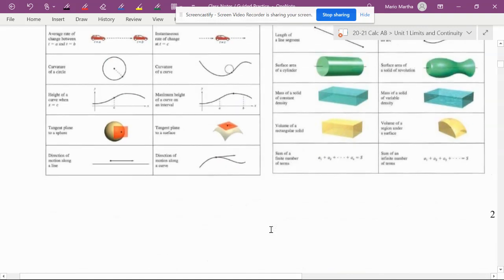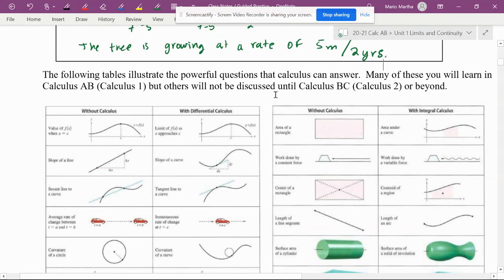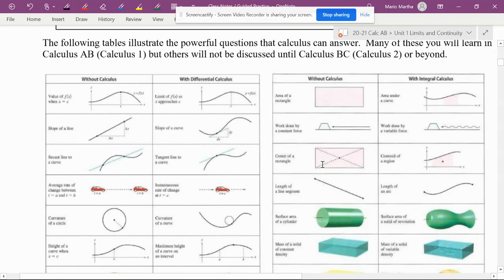And then if you guys want to take the time to actually look at the graphs that are right there. So what are the things that we can find with calculus, right? The tables illustrate the four questions that calculus can answer. Many of these you will learn in Calc AB, but others will be discussed in Calculus BC. All right.